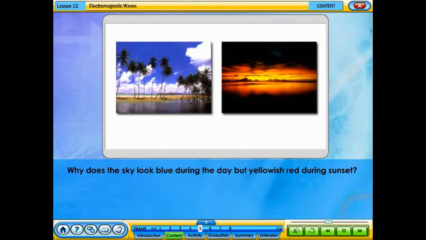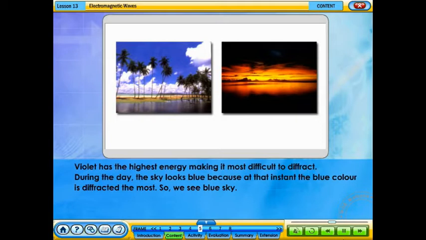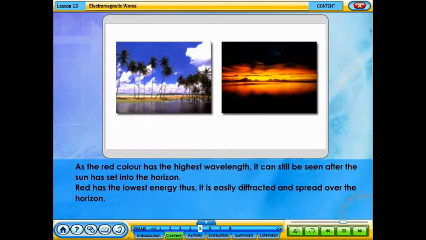Why does the sky look blue during the day, but yellowish-red during sunset? Violet has the highest energy, making it most difficult to diffract. During the day, the sky looks blue because at that instant the blue color is diffracted the most, so we see a blue sky. As the red color has the highest wavelength, it can still be seen after the sun has set into the horizon. Red has the lowest energy, thus it is easily diffracted and spread over the horizon.